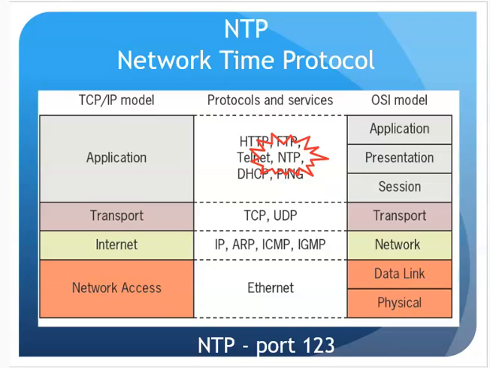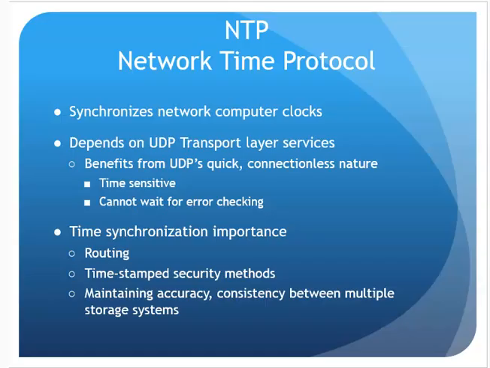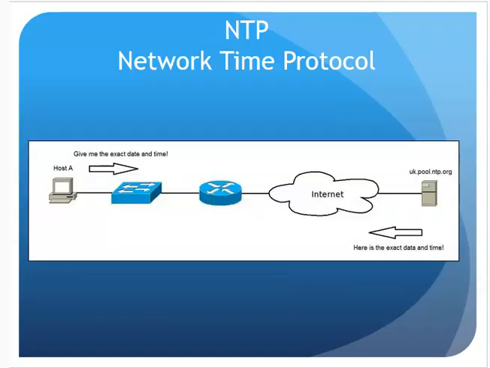NTP, port number 123, Network Time Protocol. My computers and cell phones and so forth get their time from a time server using NTP. So the clock on your computer is communicating out to an NTP server that says this is the time. And these NTP servers are very precise and can get you very precise timing. So NTP is the protocol that's going to go out and get that information, bring it back to you, and assign it to your computer. That's the process there.